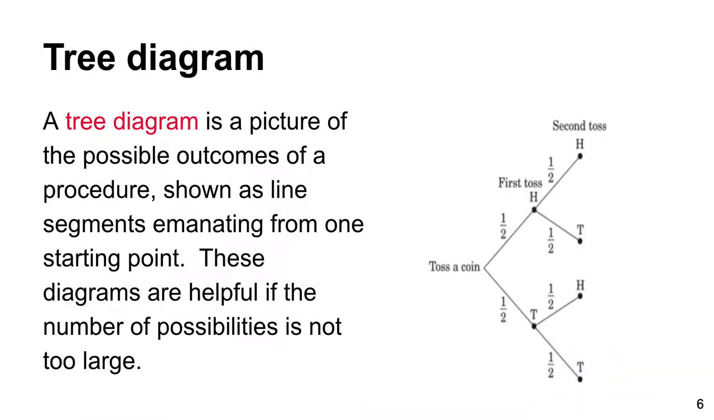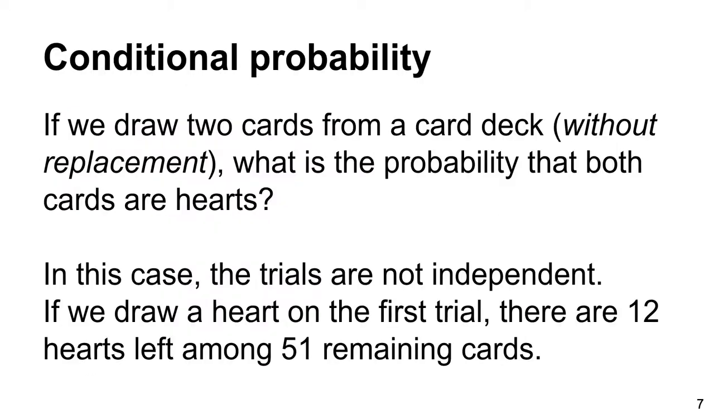Tree diagrams. Oftentimes we can use a tree diagram to solve a conditional probability problem, but this only works well if there are a limited number of possibilities. We can't do this very well if there's a large number of possibilities.